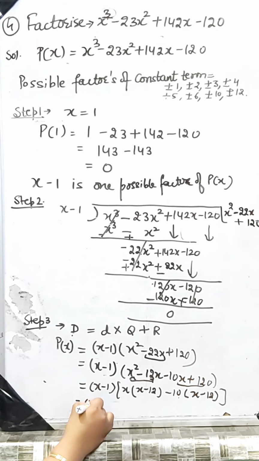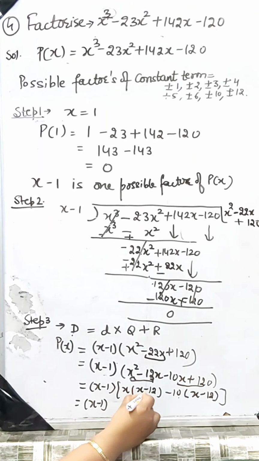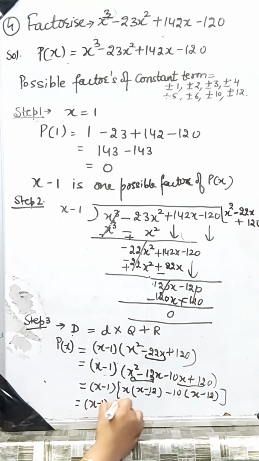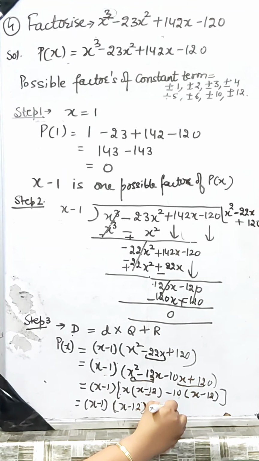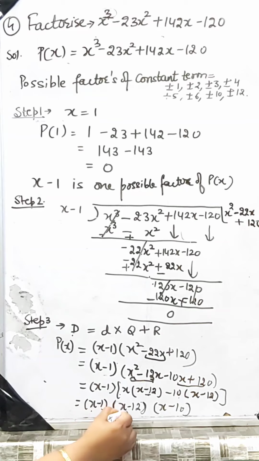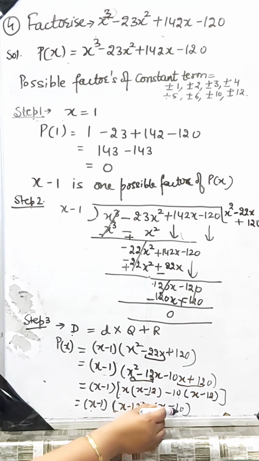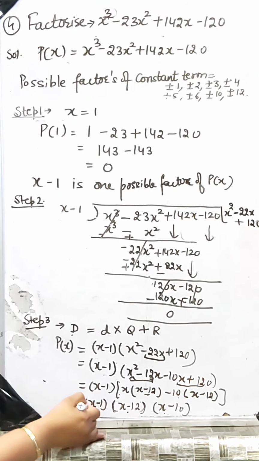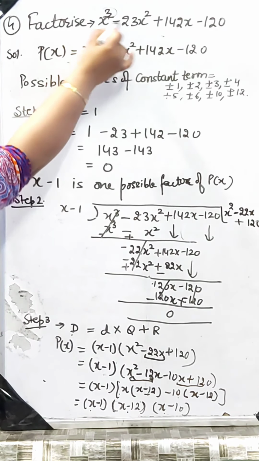In the next step, x minus 12 is common in both the terms. Therefore pull it out of the bracket and write the remaining terms inside the bracket. Hence x minus 1, x minus 12, x minus 10 are the 3 factors of the given cubic polynomial.